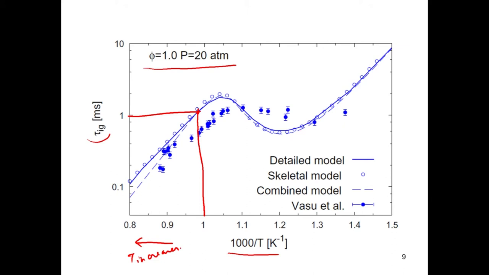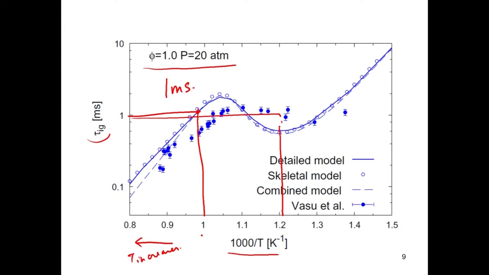But what I want to say is that even at a temperature as high as 1000 Kelvin, or if it is less than 1000 Kelvin, say at this value when 1000 by T is equal to 1.2, the ignition delay time is a finite number of about 1 millisecond. So this is a typical ignition delay time of 1 millisecond.